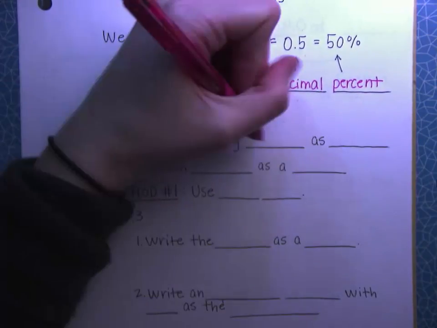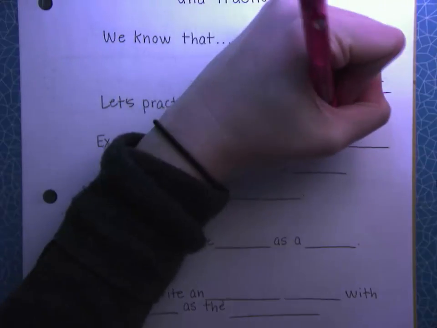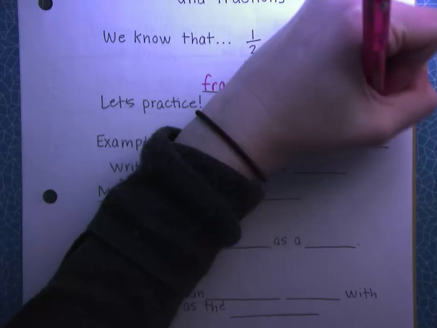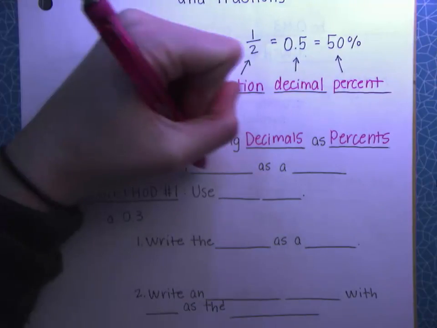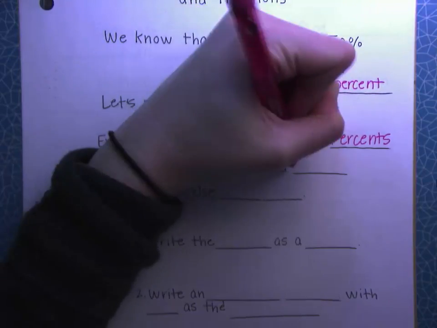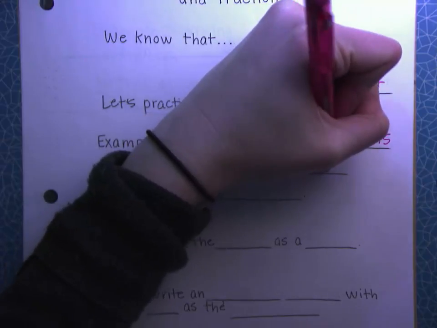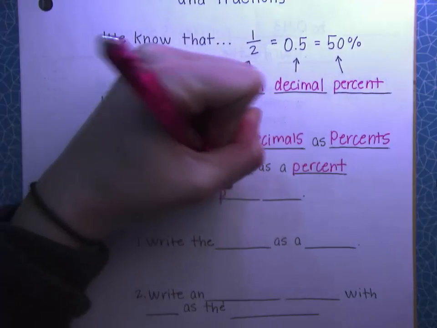So we're going to start off with looking at writing decimals as percents. Okay, so we're going to write some decimals as percents. The directions are typically going to tell you to write a decimal as a percent. That's what your direction is going to tell you. Write each decimal as a percent. Now there's a couple different ways you can do this. The first way is to use place value.